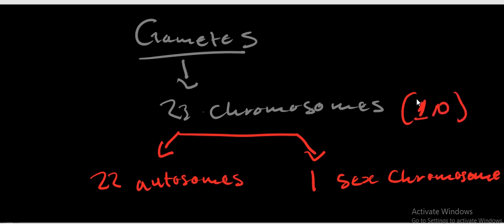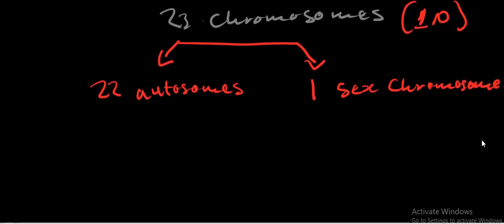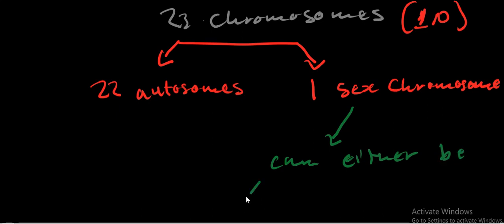All right. So, these 23 chromosomes, like I have said, one is what? One is a sex chromosome and 22 are autosomes. Okay, so let's quickly look again at the sex ones. So these sex ones can either be X or Y. Then what are we talking about? What we are just saying is that the sex chromosomes determine the sex of every human being.